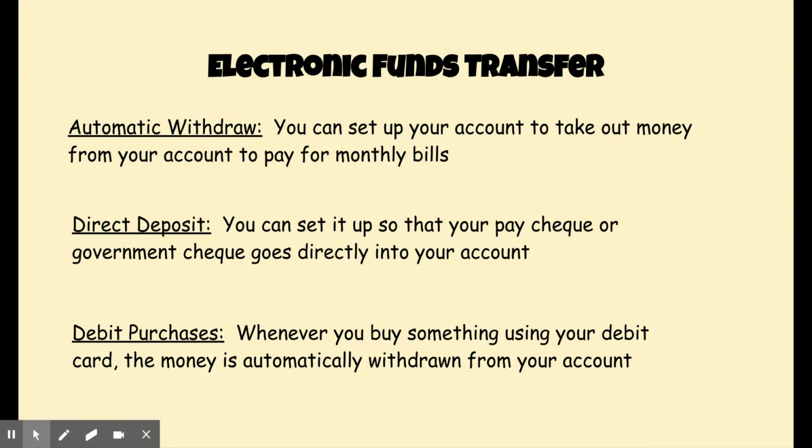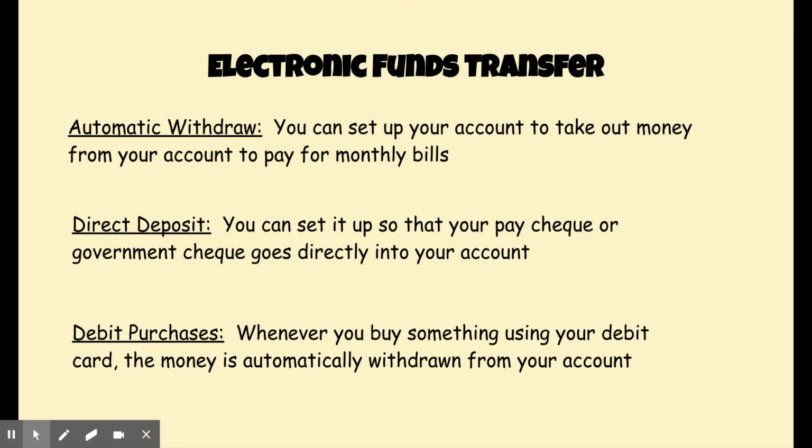So electronic funds transfer, so automatic withdrawal. You can set up your account to take out money to pay for monthly bills. Say you have your internet bill that you want to be paid automatically each month, you can do it through automatic withdrawal. Direct deposit, you can set it up so that your paycheck or government check goes directly into your account. So rather than getting a check from your job and taking it to the bank yourself, it will be automatically deposited right into your account.